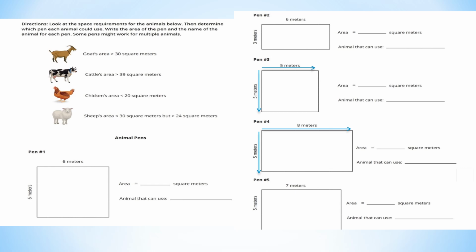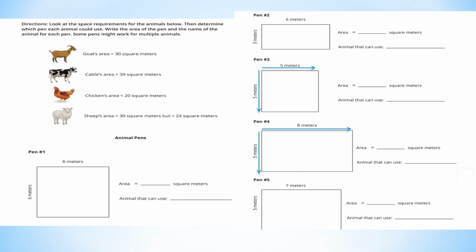Okay, I have here some pens. The first pen is 6 meters length and 6 meters width. It means it's in which shape? 6 and 6, so it's a square. These sides are equal, so this pen is in the shape of a square.